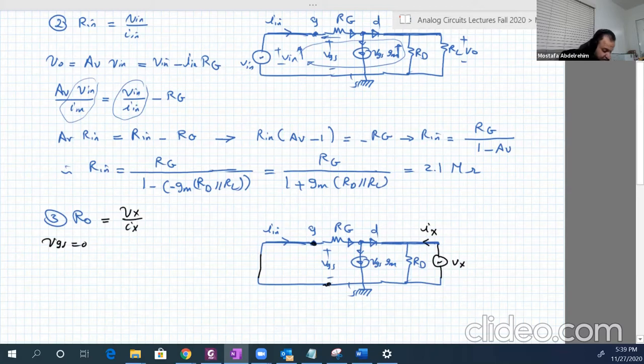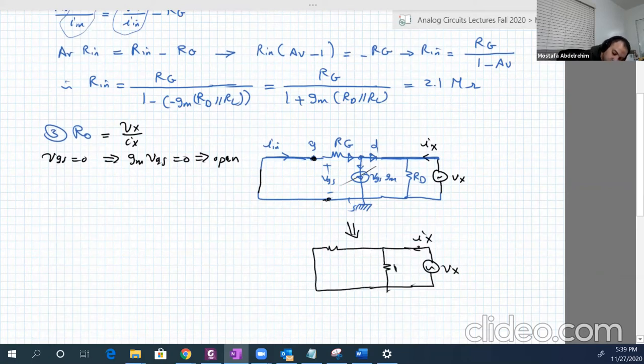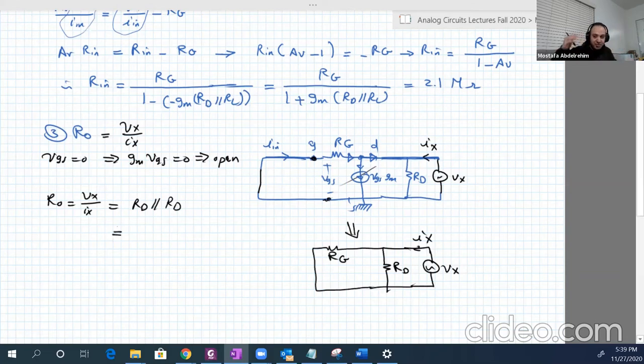When VGS equal to zero, this means that GM VGS is also equal to zero. So this is open circuit. So this circuit will be reduced to the following: VX, IX, RD, and here is RG. So VX over IX is basically RD parallel RG. Of course, the 10 kilo ohms parallel 10 mega ohms is just 10 kilo ohms. Don't try it, okay? It will be 9.9999 kilo, so it's 10. So this will be approximately equal to RD, which is 10 kilo ohms.